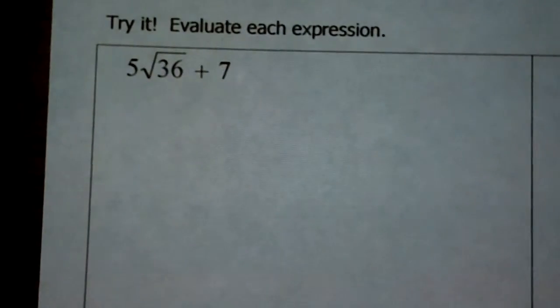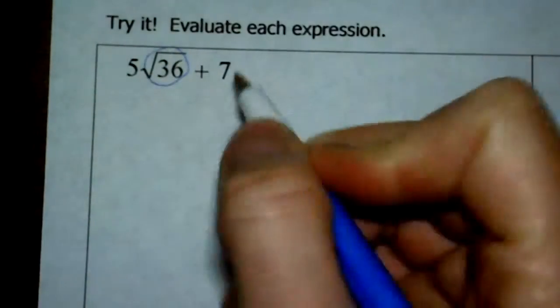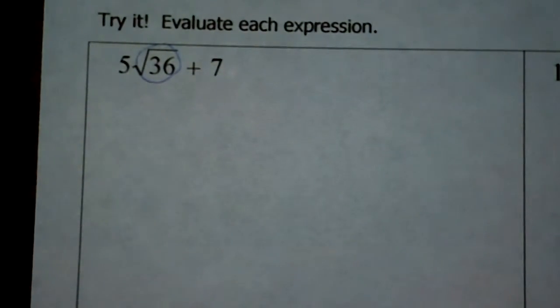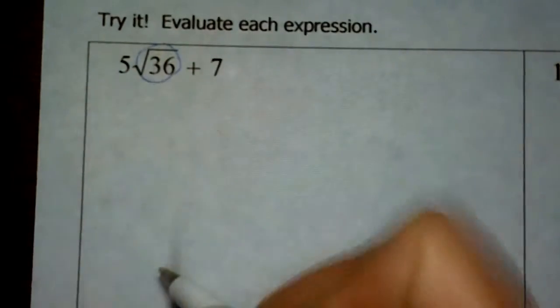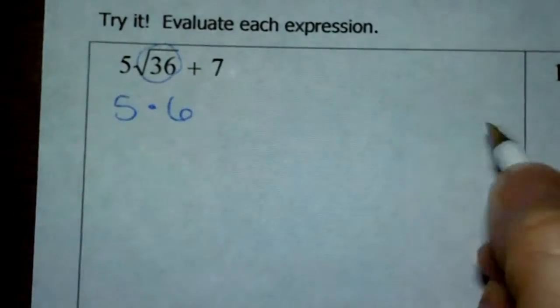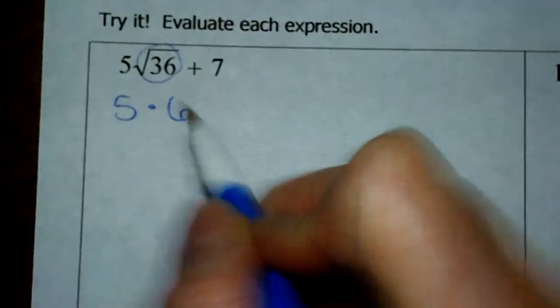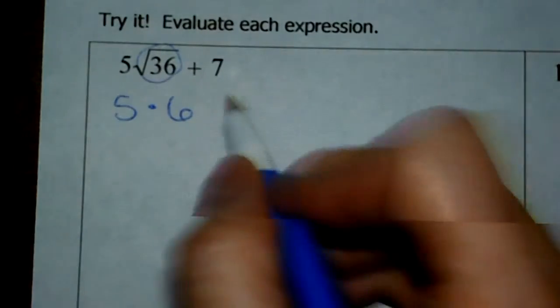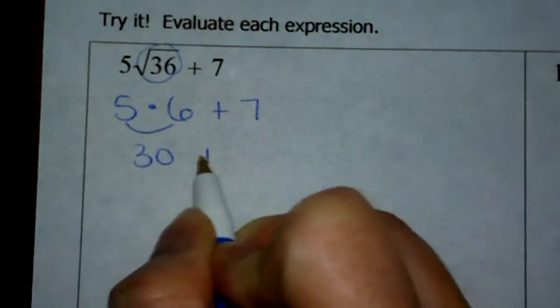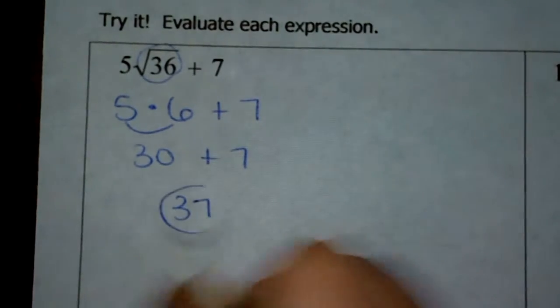All right, so step 1 says we're supposed to do anything inside a grouping symbol, and I don't see any. Step 2 says exponents and radicals. So that would be this square root of 36 right here. Now you know how when a number is next to parentheses it means multiplication? When a number is next to a radical sign it means multiplication. So the square root of 36, yep, if you memorize 6 squared is 36, then you know the square root of 36 is 6. So I'm going to replace that square root of 36 with 6, put that multiplication sign between the 5 and the 6, and add our 7. Next step, we have to multiply before we can add, so 5 times 6 is 30, and 30 plus 7, yes, is 37.